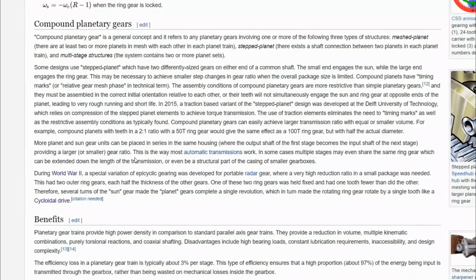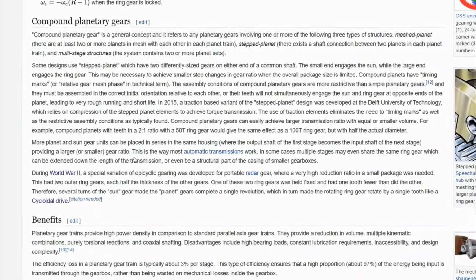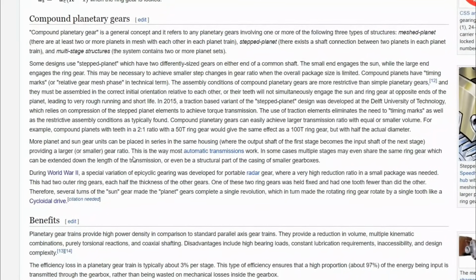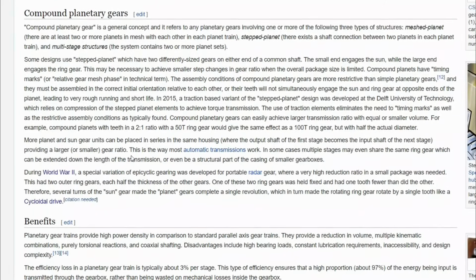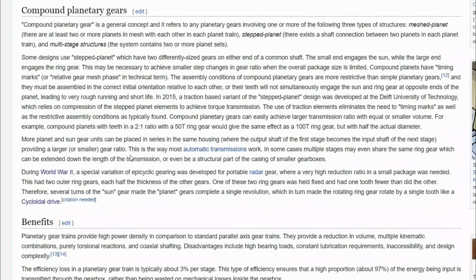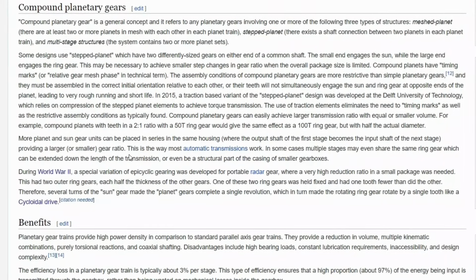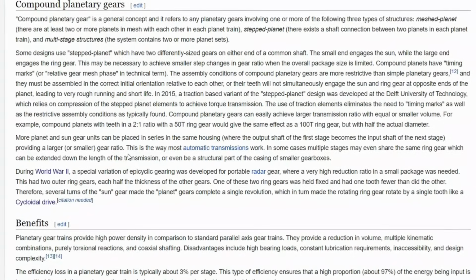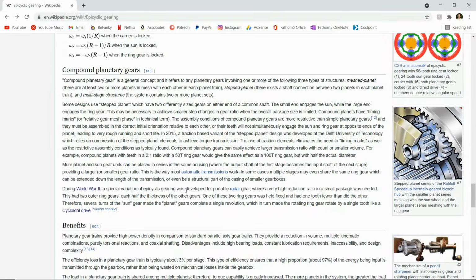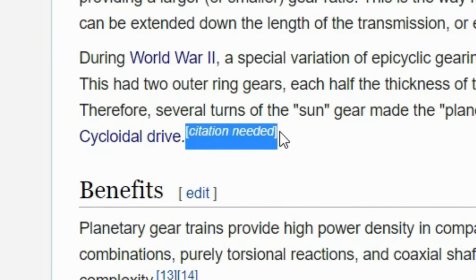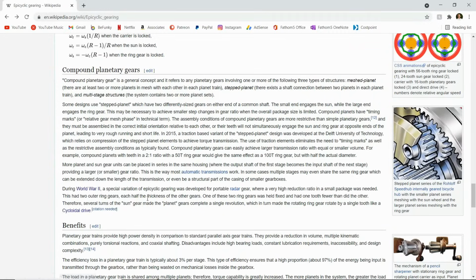This had 2 outer ring gears, each half the thickness of the other gears. One of these 2 ring gears was held fixed and had 1 tooth fewer than did the other. Therefore, several turns on the sun gear made the planet gears complete a single revolution, which in turn made the rotating ring gear rotate by a single tooth like a cycloidal drive." And that describes the mechanism that I designed exactly. But that's the only mention of it here, and the mention is not even cited. So again, it exists, but it doesn't seem to be very common.